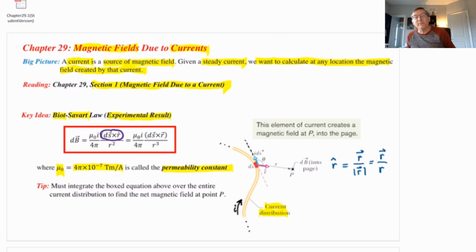So now I'm back to my original picture. The blue arrow is ds, and the red arrow is r hat. And here we are in the plane of the screen. That's where the ds and the r hat lie. So ds cross r hat must be perpendicular to the plane of the screen. So you only have two options for that direction. Perpendicular to the screen and outward towards us, or perpendicular to the screen and inward away from us.